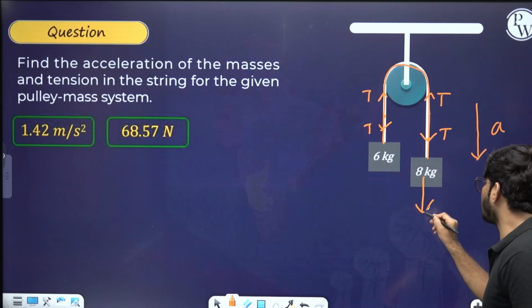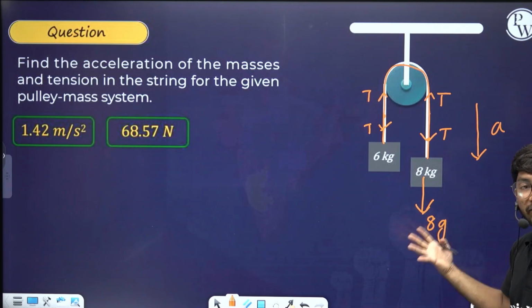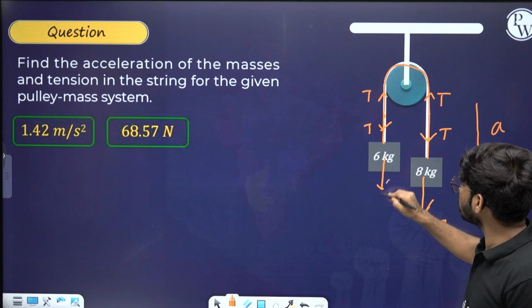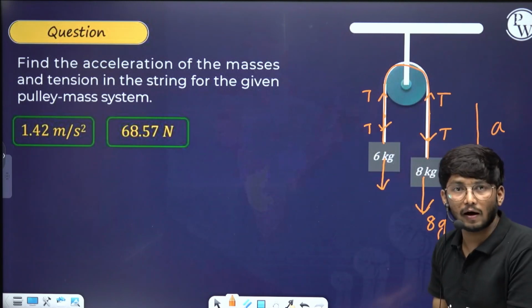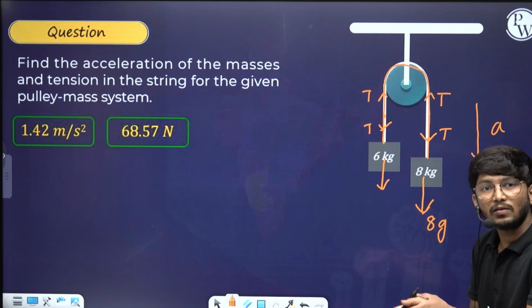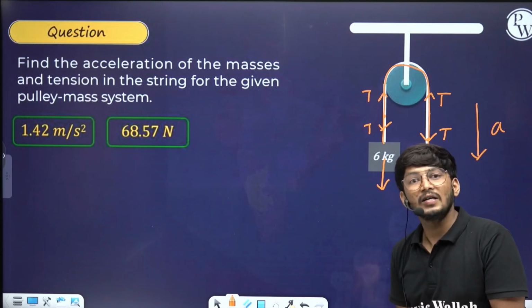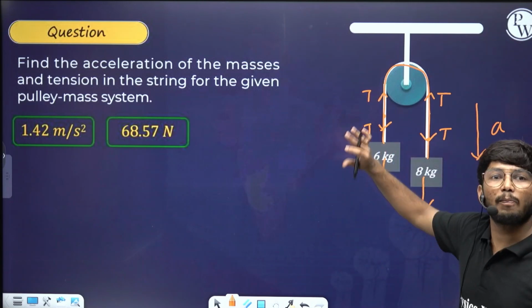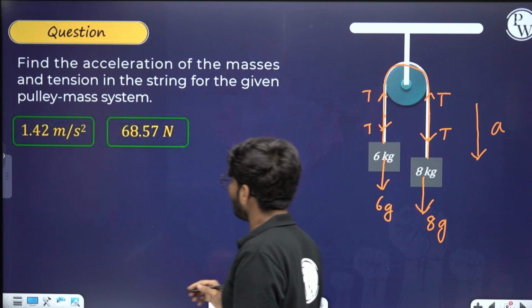So 8G is in this direction. This is going to be the supporting weight and this is going to be the opposing weight, because the body is going to accelerate like this. 8 will go down, right? 8 weight is more than 6 weight. So 8 will go down. So 8 is the supporting weight, 6 is the opposing weight, 6G. So I apply that formula.